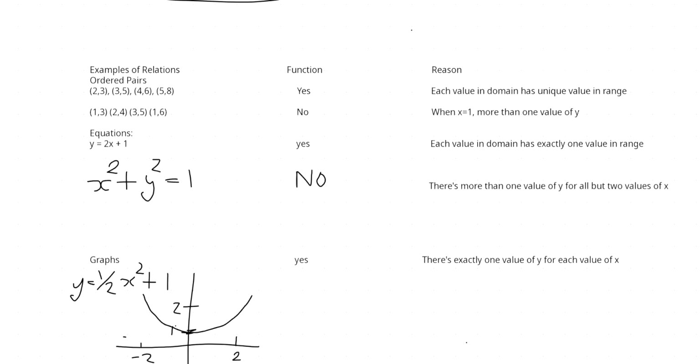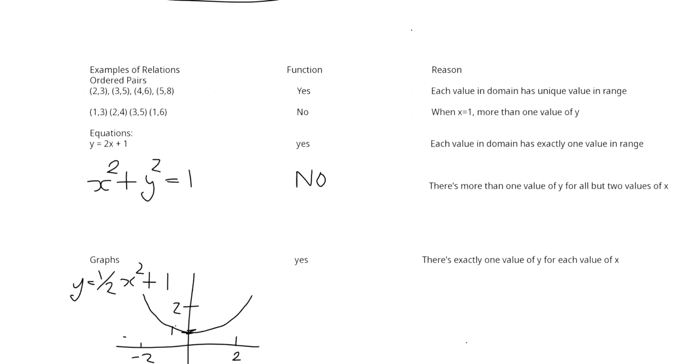So here we have 2, 3, 4, and 5. Those are the domain, and then 3, 5, 6, and 8. Those are the range. In this case, the reason why it's a function is because each value in the domain has a unique value in the range. You can see 2, 3, 3, 5, 4, 6, 5, 8. They're unique. There's no repetition here.